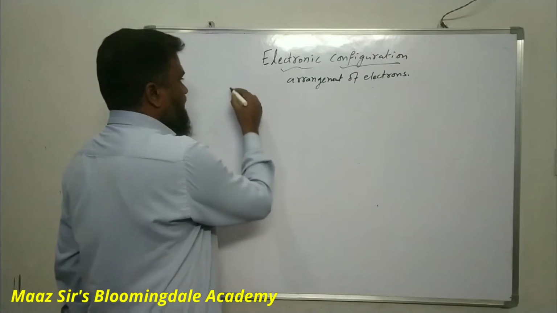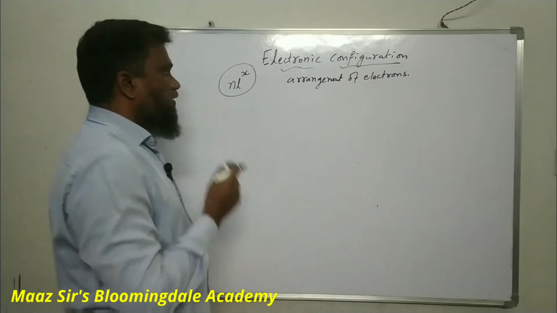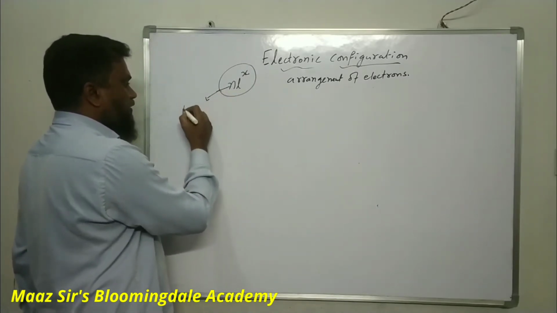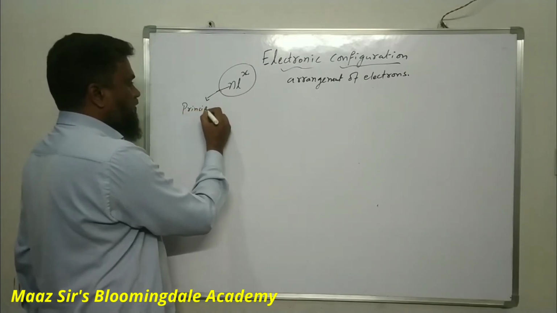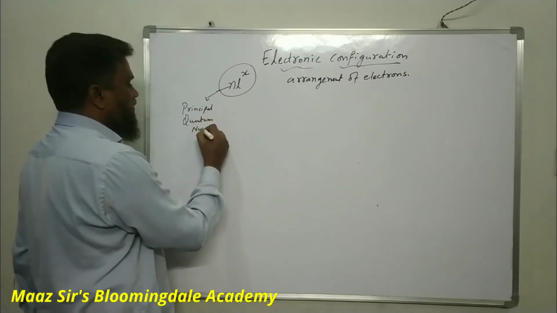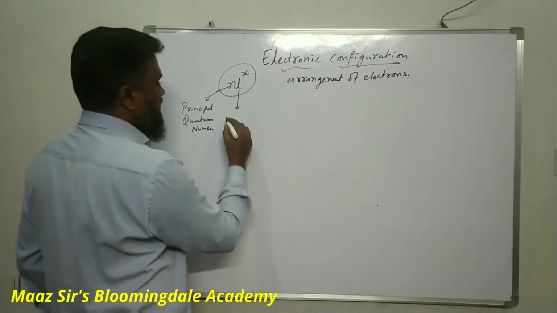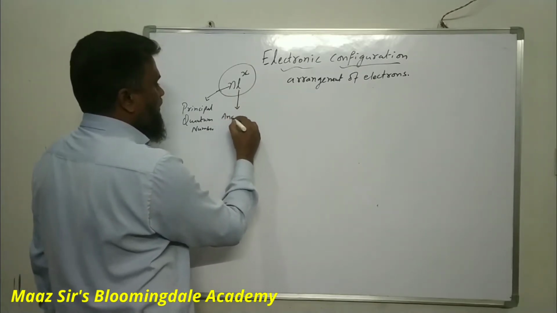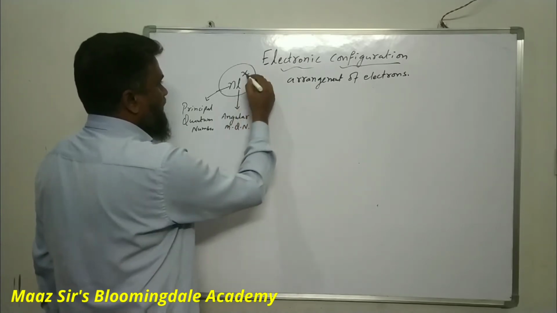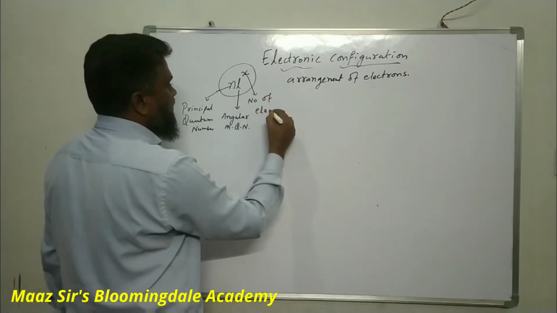It is also known as the NLX method. So in this NLX method, N represents the principal quantum number. L represents the angular momentum quantum number, and X represents the number of electrons.